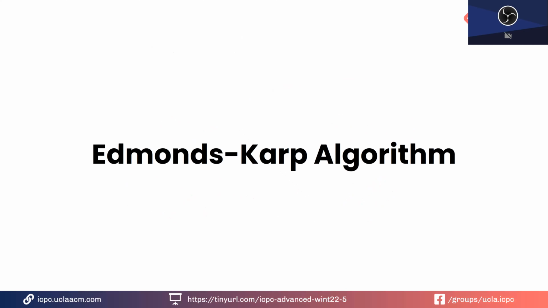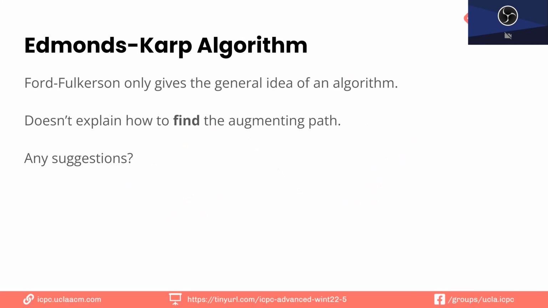So now that we have this method, how can we implement this into an algorithm? The big idea is how can we find these augmenting paths? We know that if we just keep finding them, we'll eventually reach the final solution, but how can we find these augmenting paths? Does anyone have any ideas?